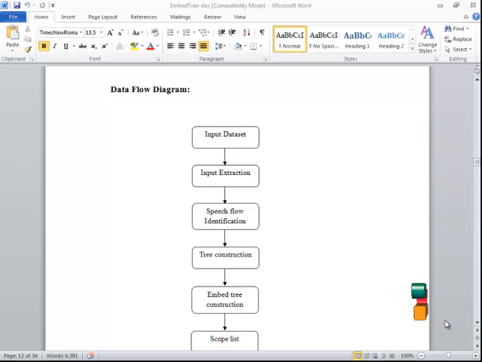Now we are going to see the data flow of the process. Here the input is a dataset. The dataset is a meeting dataset which contains a human interaction flow. First of all, we have to extract the input dataset into normal form. After the extraction, we have to identify the speech flow: who speaks first and who speaks next. For that, we have to identify the flow.